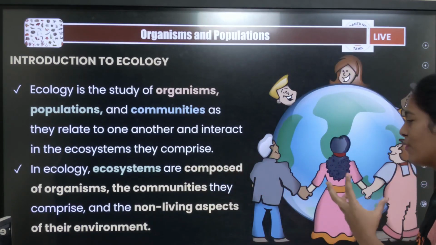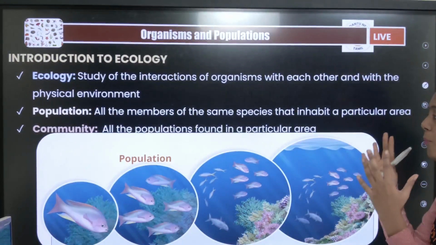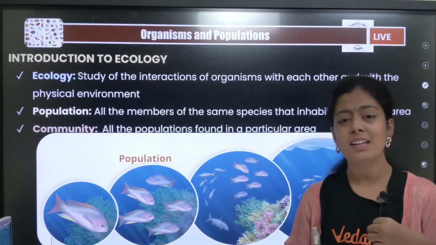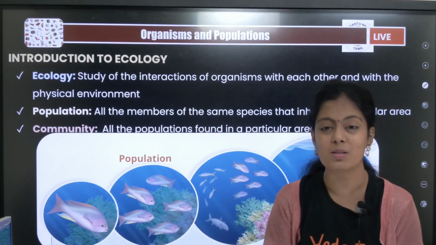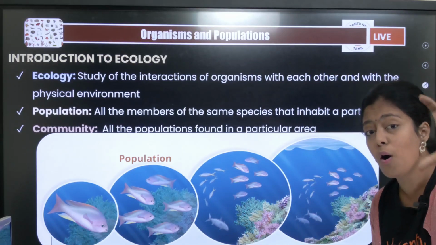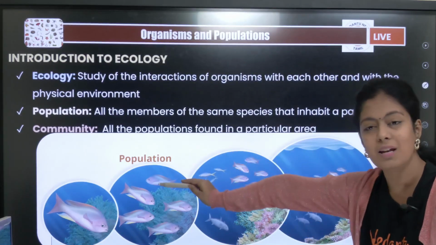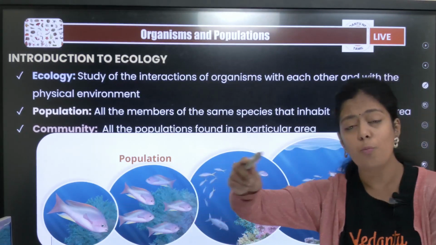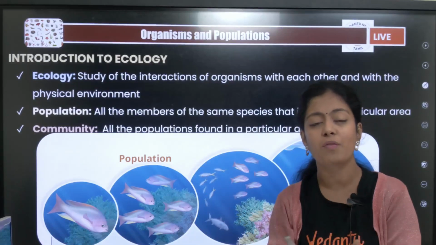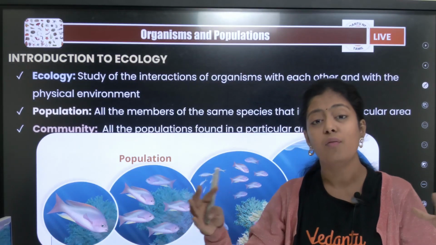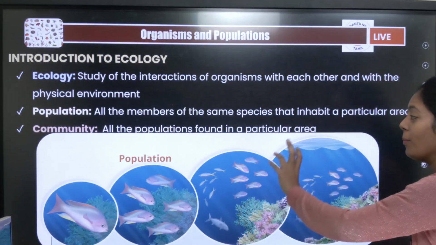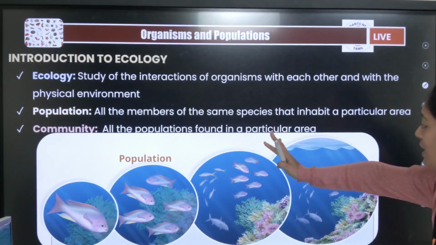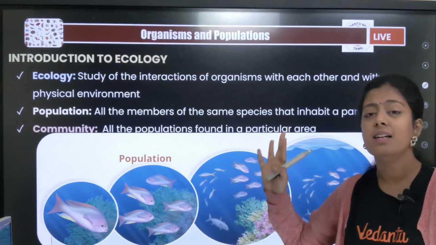So what is the difference between organism, population and community? I think all of us know organisms, correct? The organisms belonging to the same species. Now a group of organisms forms a population. A group of goldfish or a group of sharks living in a sea forms a population, and many such populations will form a community. All the populations found in a particular area is called a community.